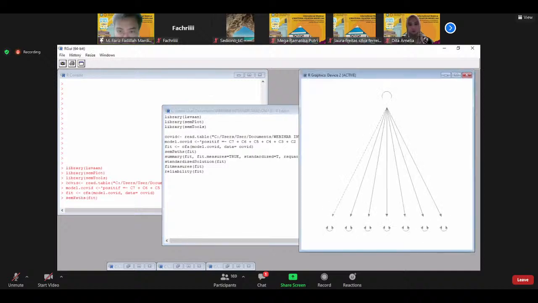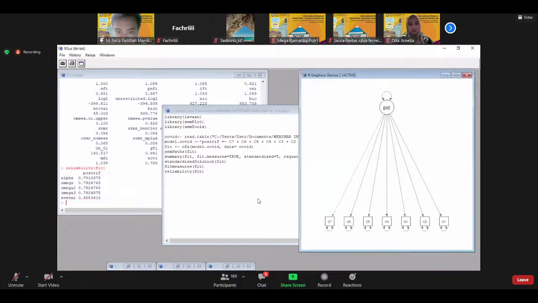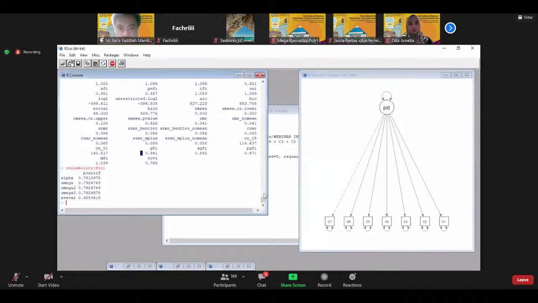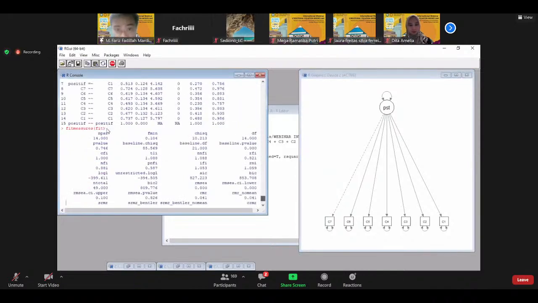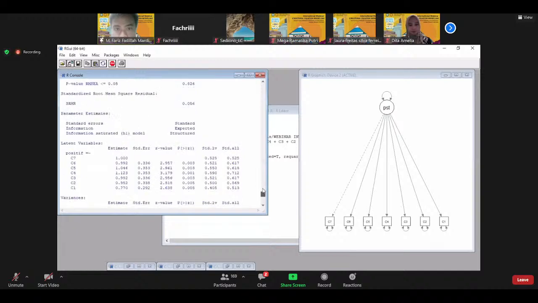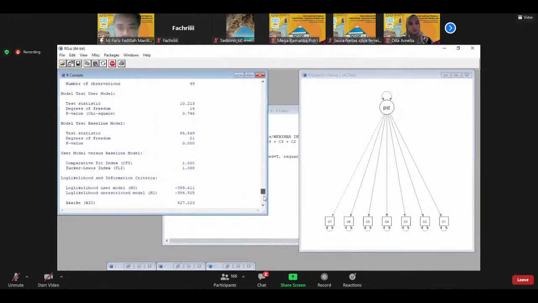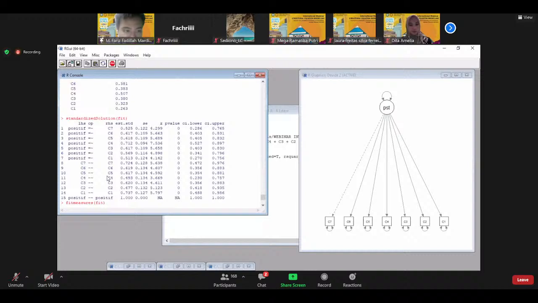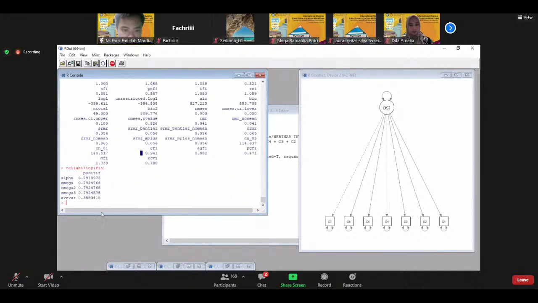Okay, now we can see these are the results. In the R console, we can see this is the summary of the results, and the standardized solution, the fit measures, and also the reliability. Okay, I will explain the results. Thank you, Mr. Christopher.